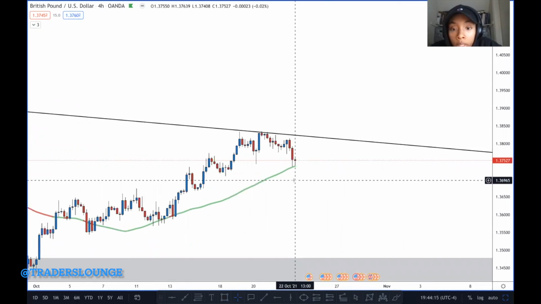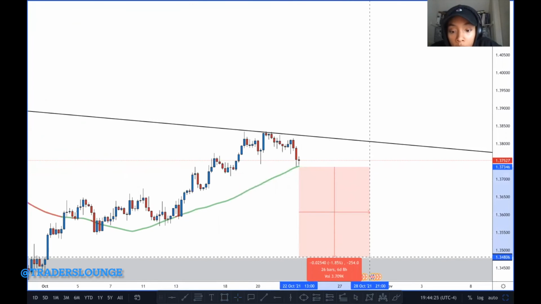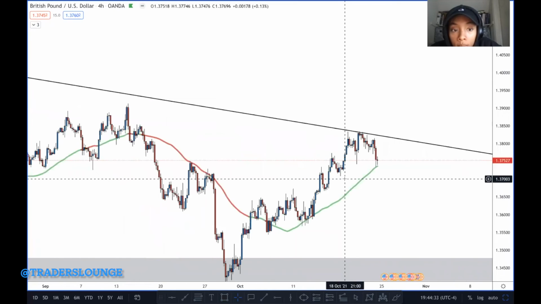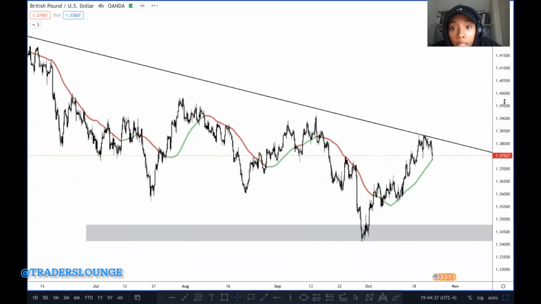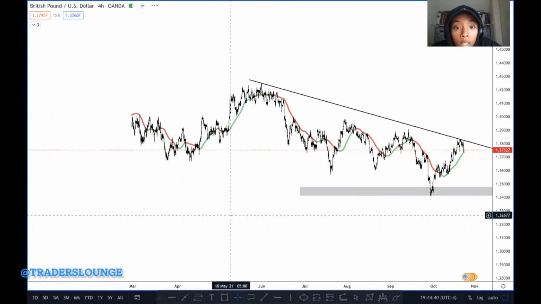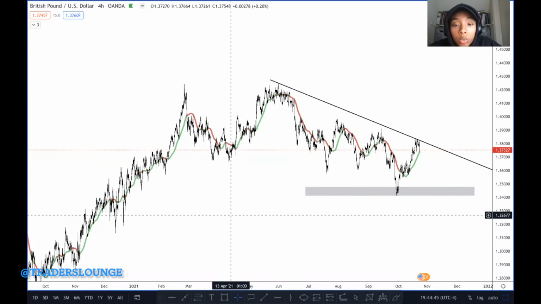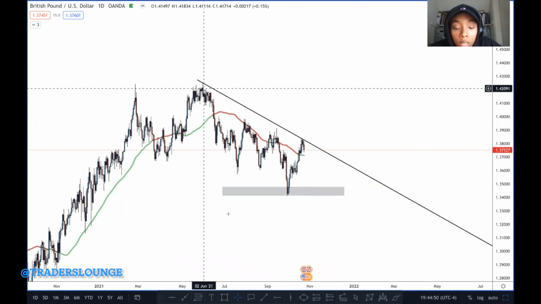So what I want to see is, are we going to break and retest this 50? Then I will be looking to scalp it all the way down, which is about 260 pips, down to this zone area. Or are we going to break through this trend line, retest, and then I'd be scalping it to the upside, to the swing high, to this area here.